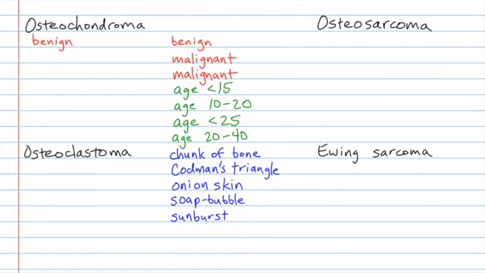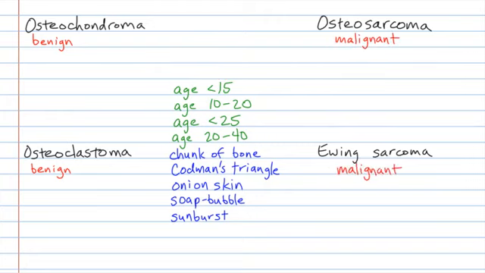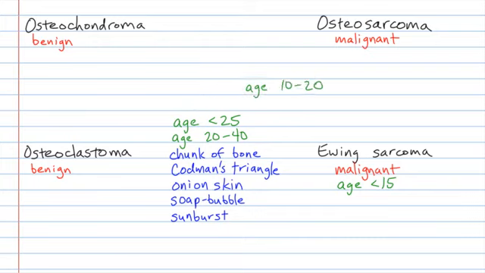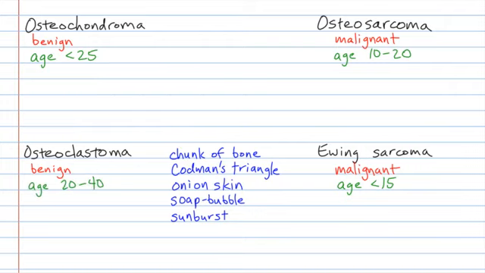First of all, which ones are benign and which ones are malignant? The benign ones are the osteochondroma and the osteoclastoma, and the malignant ones are the sarcomas, the osteosarcoma and the Ewing sarcoma. Then for the age groups, Ewing sarcoma is seen in the youngest patients, under 15. Osteosarcoma is also seen in fairly young patients, ages 10 to 20. So the younger they are, the more likely they are to have a malignant primary bone tumor.